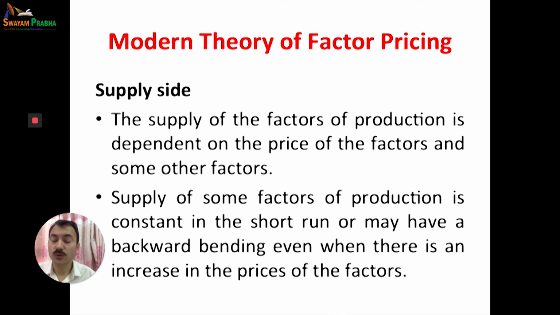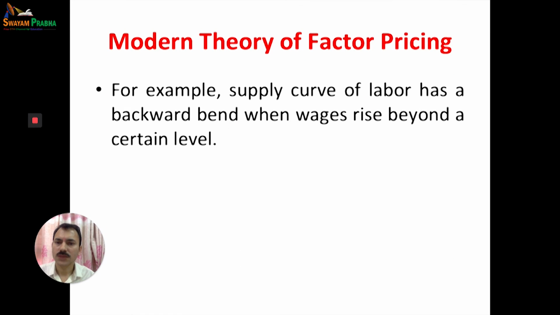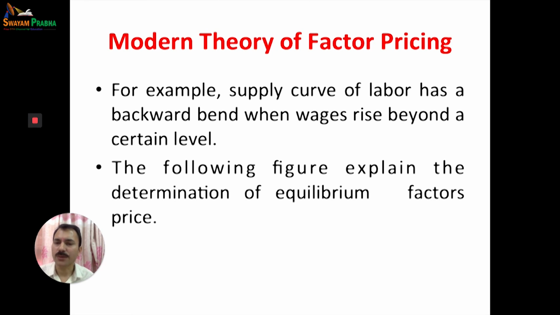Second part, supply, because we have to consider both supply and demand. Supply of the factor of production depends on the price of the factor and some other factors also. Supply of some factors of production is constant in the short run and may even be backward bending when there is an increase in the price of the factor. For example, supply of labor is backward bending when wages rise beyond a certain level.